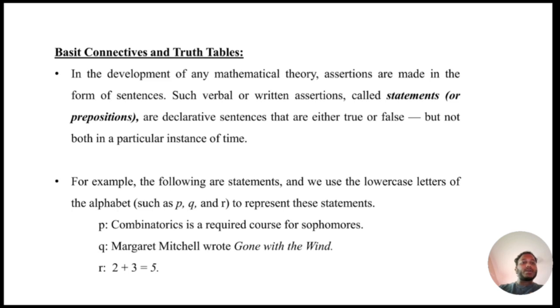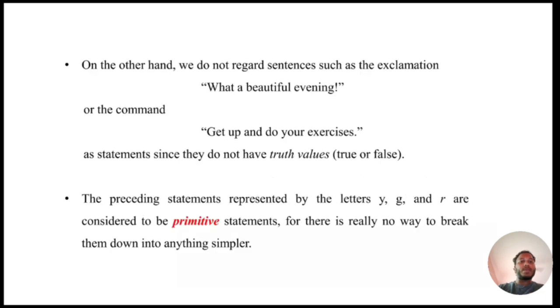P is: Combinatorics is a required course for sophomores. Q is: Margaret Mitchell wrote Gone with the Wind. R is: 2 plus 3 is equal to 5. On the other hand, we have sentences such as the exclamation, what a beautiful event, with an exclamation mark, or the command, get up, do your exercises. These are not statements, since they do not have truth values, true or false.